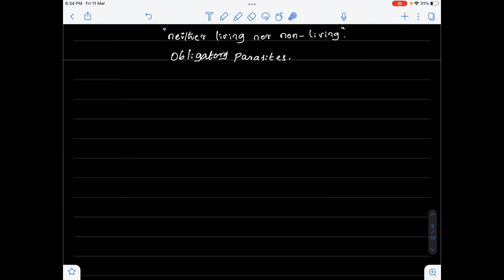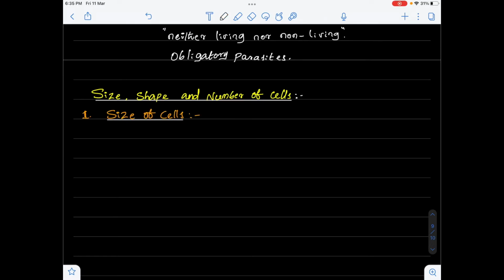Now let me talk about size, shape and number of the cells. In this, let us discuss one by one. The first one is size of cells. Sir, here are all cells of the same size? No, different cells are of different sizes. Now let us talk about largest animal cells and plant cells, longest cell, smallest cell. So we can discuss all these different types of cells under this size of cells.